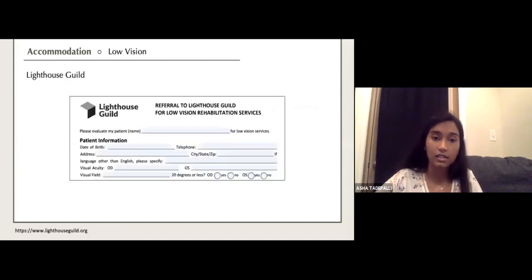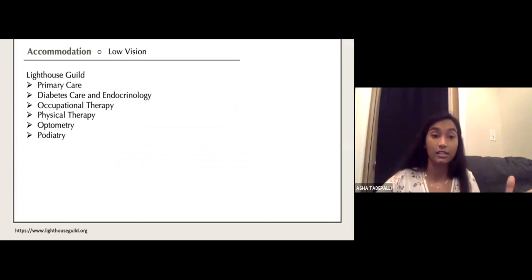The Lighthouse Guild is also available for low vision rehabilitation services. This is the application as well. And they more are a comprehensive care center. So it gives the opportunity for those patients to be seen in a setting that is accessible to them for primary care, diabetes care and endocrinology, occupational therapy, physical therapy, optometry, of course, and then podiatry.